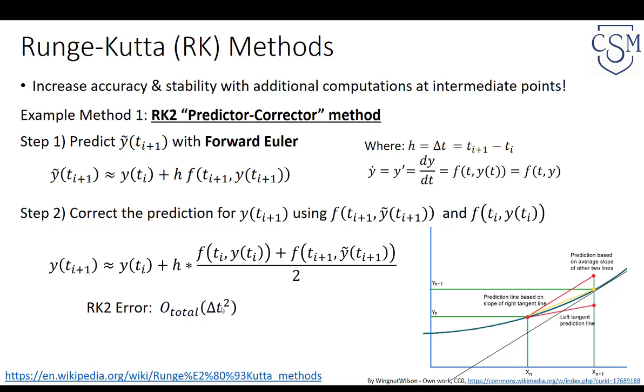The error for the total entire step from t of 0 to t final, the addition of all of them, so not just for one step, is of order delta t squared. So this is a more accurate method than forward Euler or backward Euler. Unfortunately, the stability of this is the same as the stability for forward Euler.